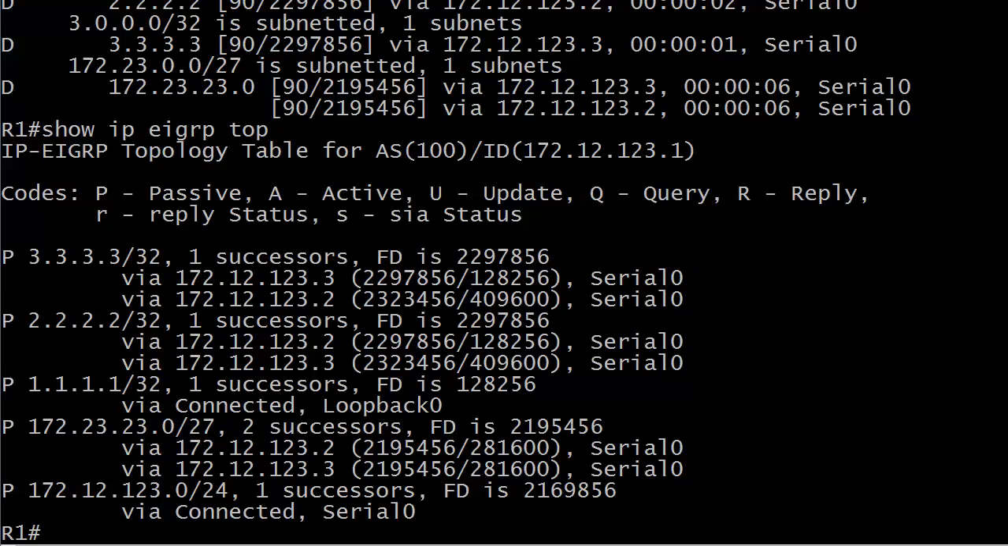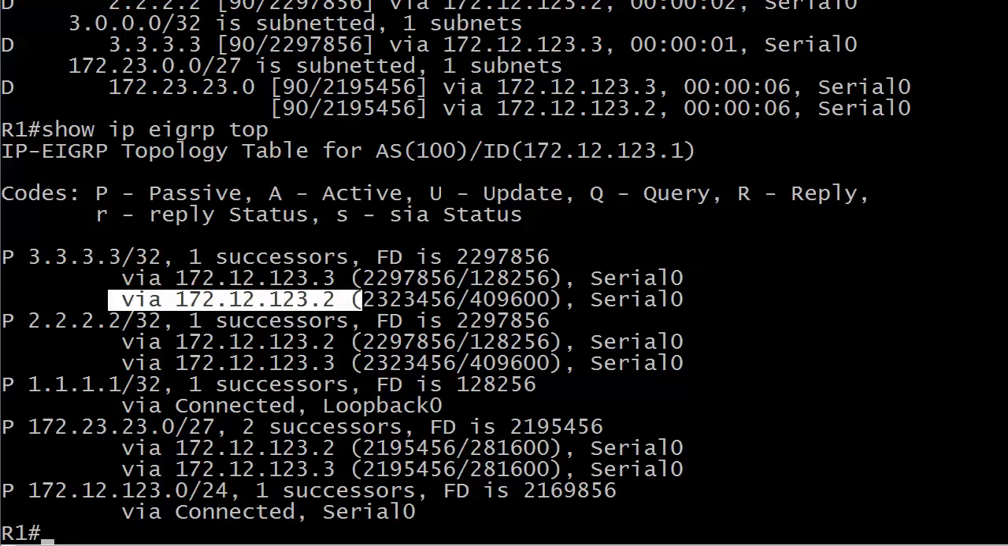But we have 2 entries for each of the loopbacks on routers 2 and 3. But we only had 1 entry for each one of them in the route table. So we also know that we only have 1 successor because, by golly, it's telling us that right here. 1 successor, 1 successor. Now, why exactly is that? And we know it's the feasibility condition. Why is it in here but not in the route table?